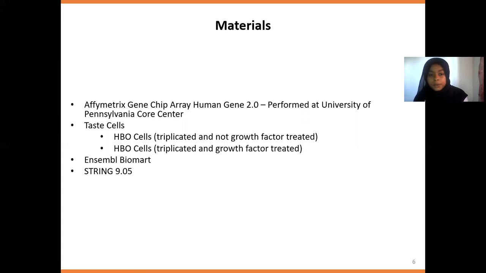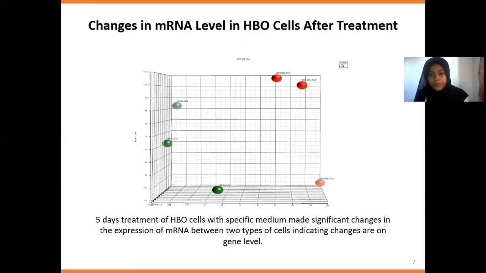And so Ensembl and STRING were used for data analysis purposes. And after 5 days of our treatment of the cells, we saw that there were significant changes in the mRNA between the two types of cells, and that indicated to us that there was something going on on the genetic level. And so that is where my role in the experiment came.